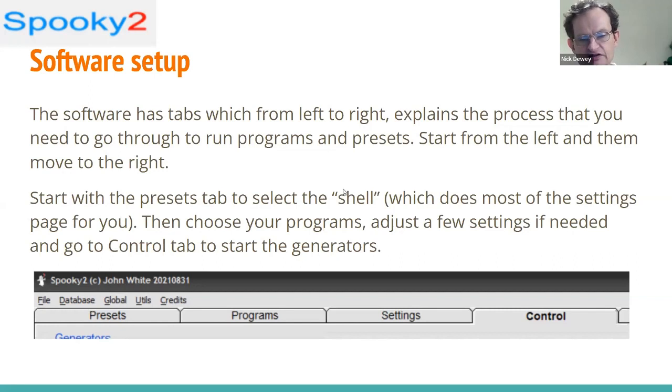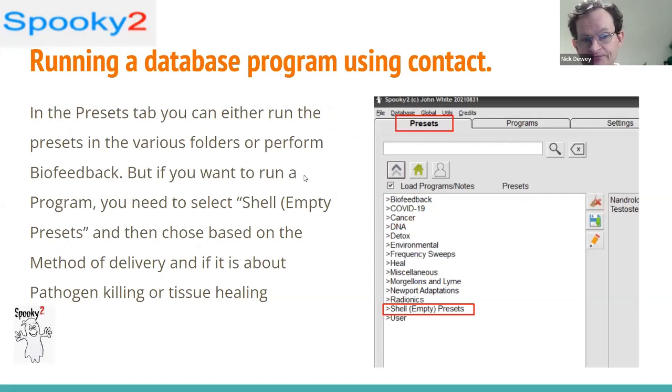So the software has been designed to try and make our thought processes a little easier when going through the process of getting the technology working for us. We have these things called shells, and the word shell comes up rather a lot in Spooky2 language. What it means is it adjusts the settings page for you so you don't have to think about all that complex stuff. Okay, and I think the word comes from the history of rifing, which is just a way of saying we've done the settings for you. This is what we're going to do to create our healing, create our pathogen killing, and this is what we think is the best way of doing it for that method of delivery.